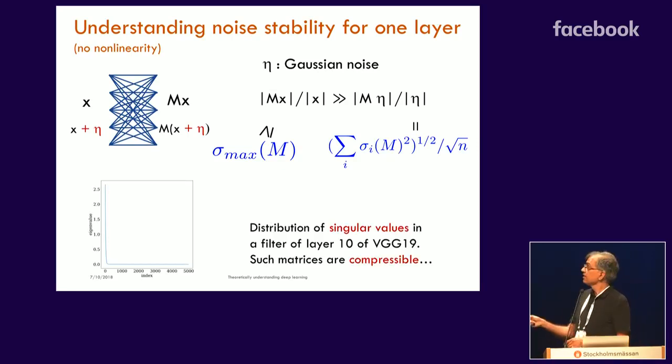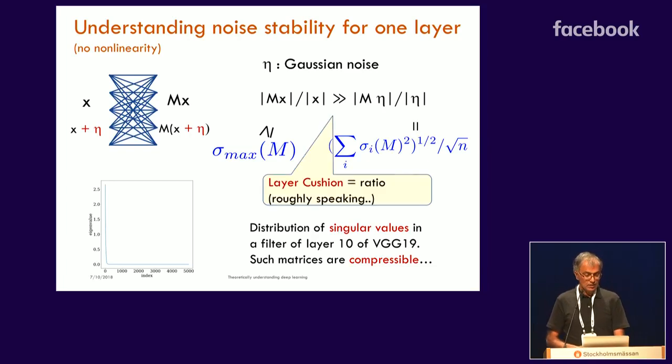What this inequality suggests is that the singular values are concentrated. And indeed, here's a filter in layer 10 of VGG19, and you see that the singular values are very concentrated. There are a few large singular values, and most of them, thousands of them, are very close to zero. Notice that they are close to zero, but they are not zero. There are 5,000 of them, so they may still contribute a lot to the norm, but there are very few large singular values.